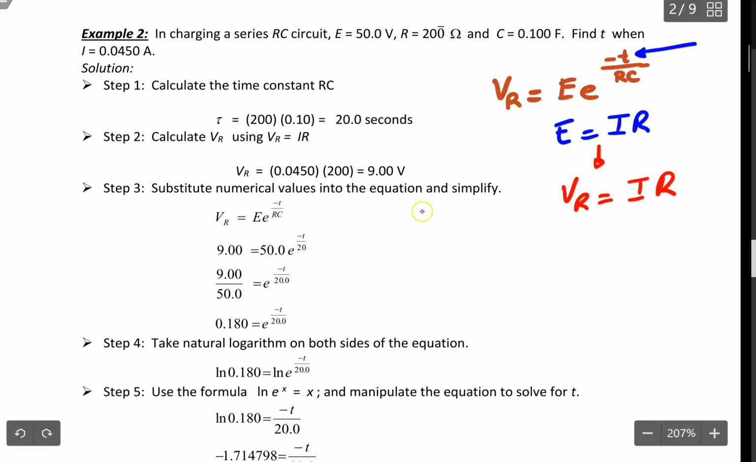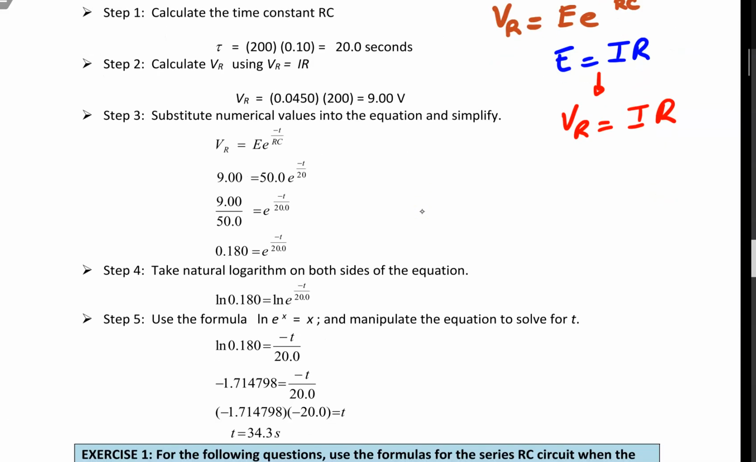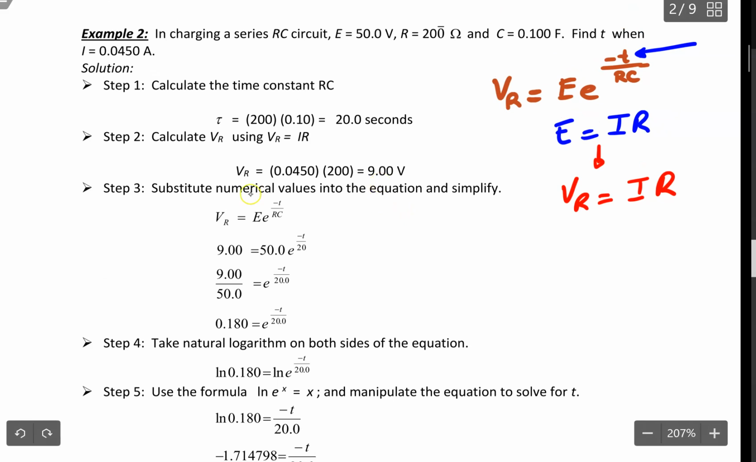All right? Okay. So let's plug in the numbers. So now VR equal to 9. You see, I put in VR equal to 9. The total voltage source equal to 50, and that's the E, and the negative t that you have to look for, and 20 is coming from the time constant that you already calculated.